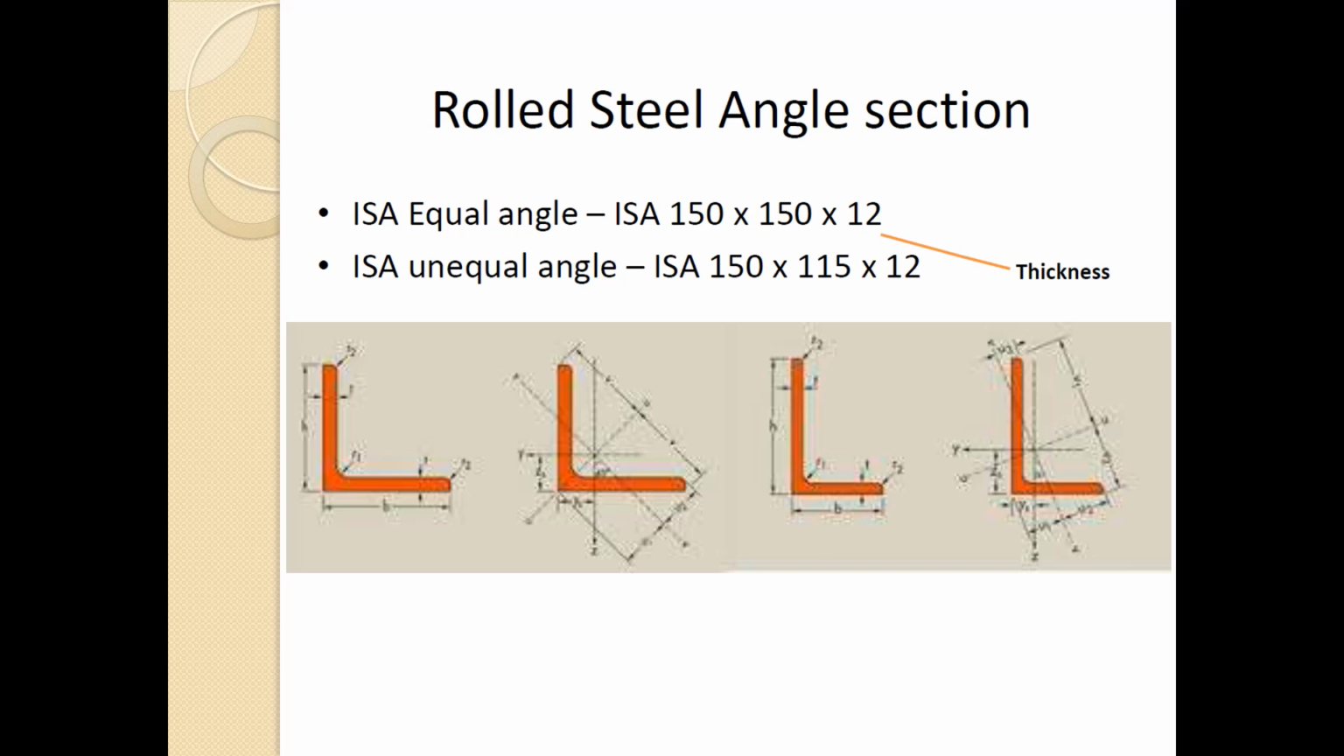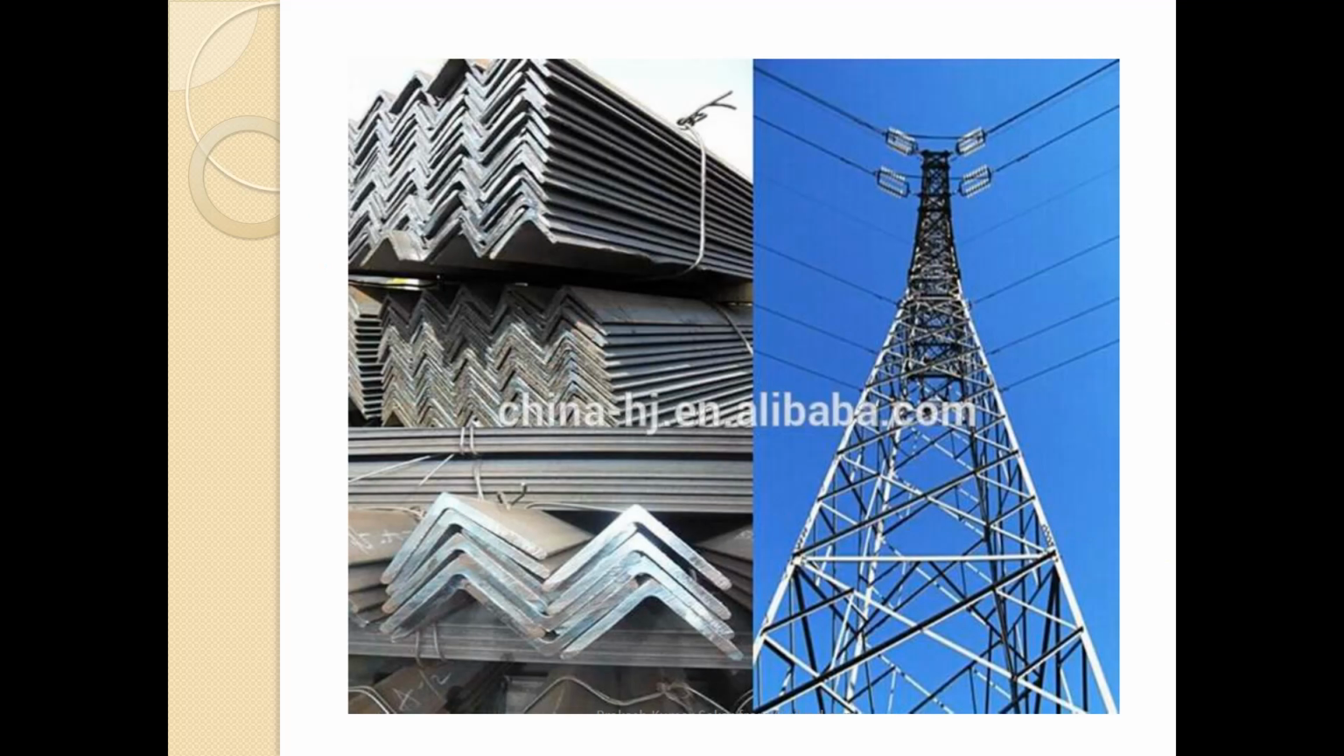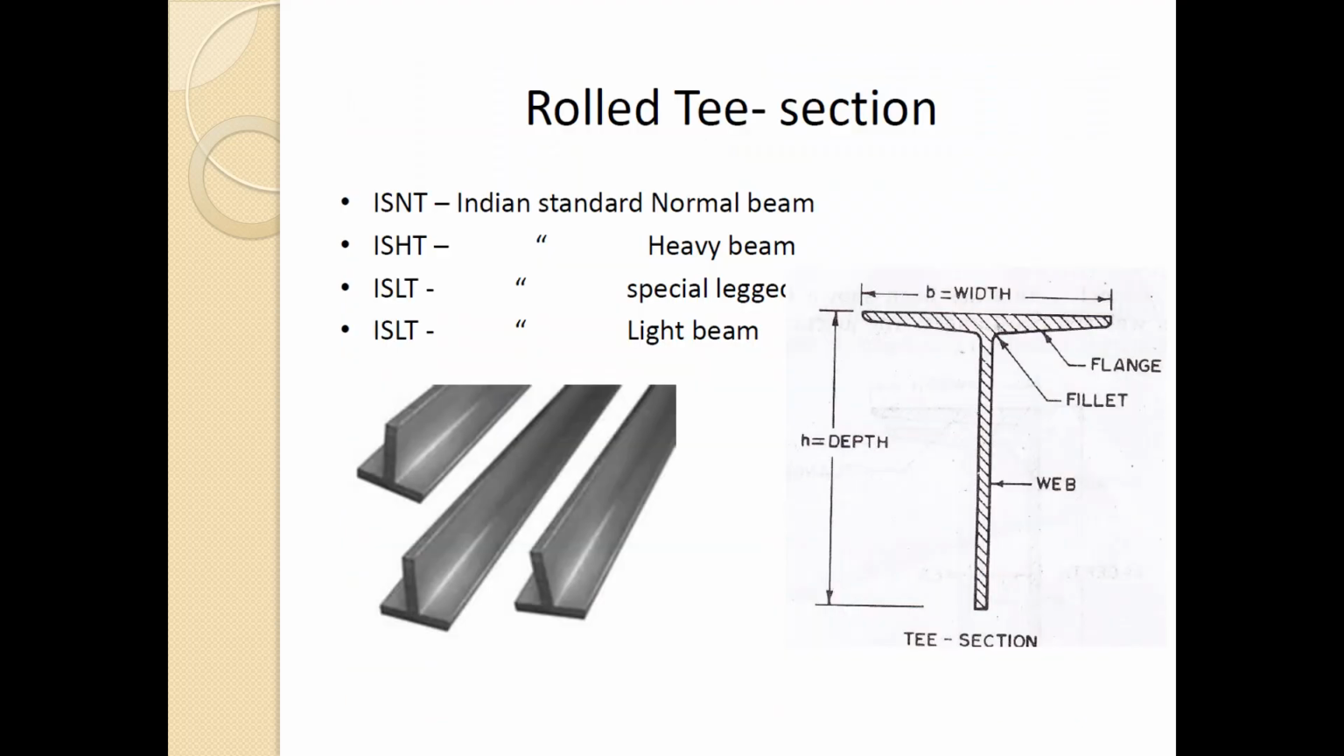So here you can see the angle section. For angle section there are actually four axes, X, Y and U and V, because it tends to flex in four directions. Here you can see the angle sections, and mainly they are used in a transmission tower. So basically in trusses we prefer angle.